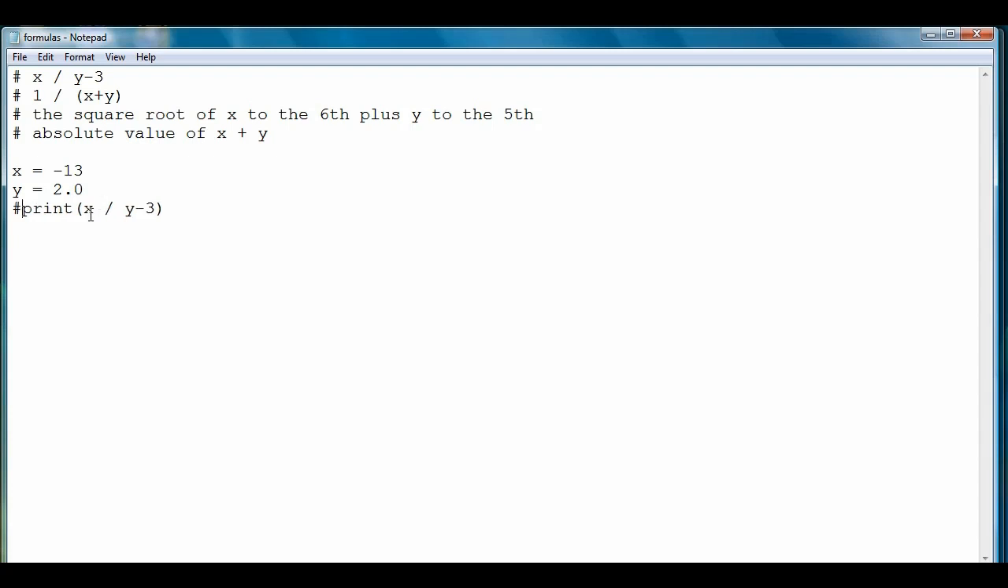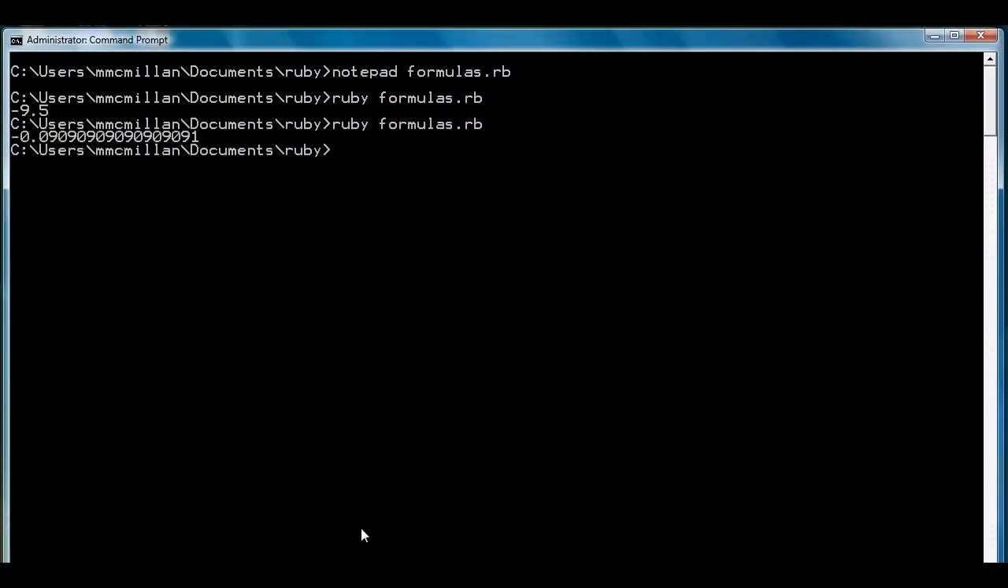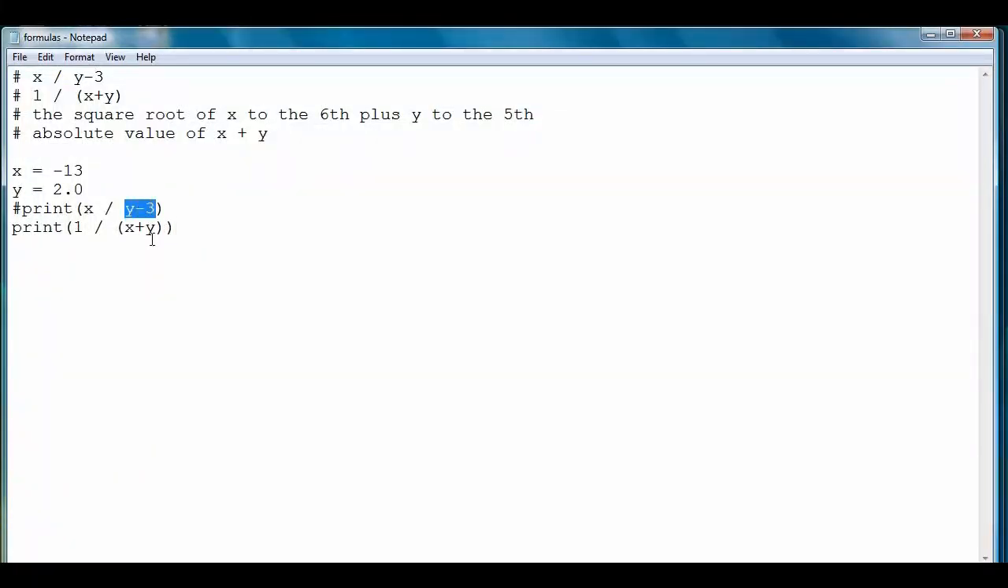Let's comment out that particular line. Now let's do the next formula. Now this time we want the denominator part of the expression evaluated first, so we put it in parentheses. So let's save and then run. A very small number, but the point was just to demonstrate that if we want the lower operation, in this case the addition, to happen before the higher operation, the division, then we use parentheses to force the evaluation.